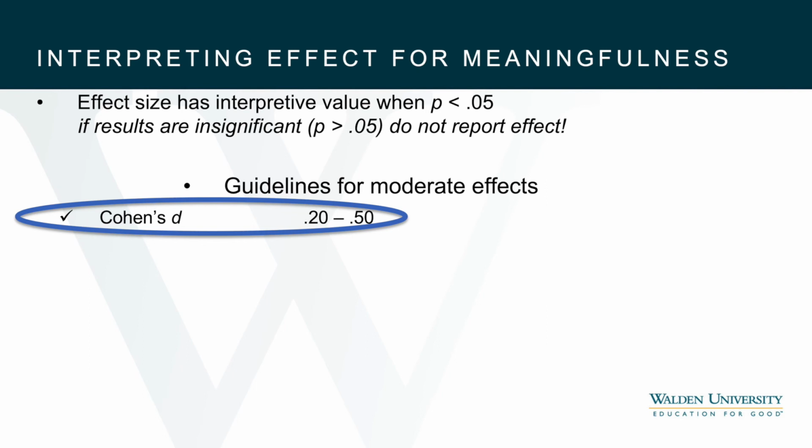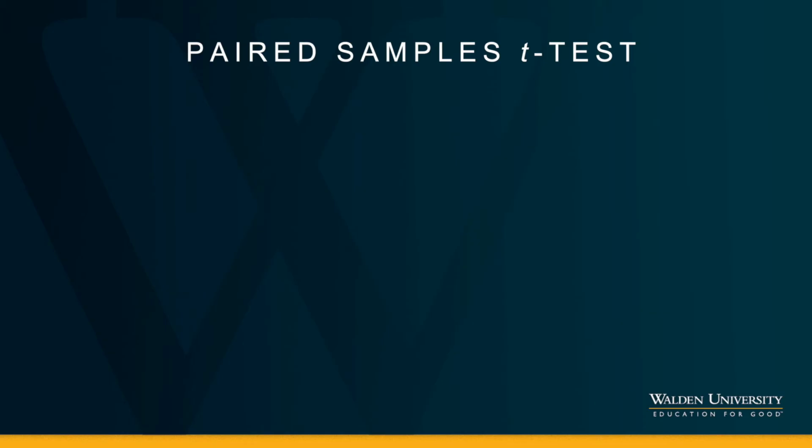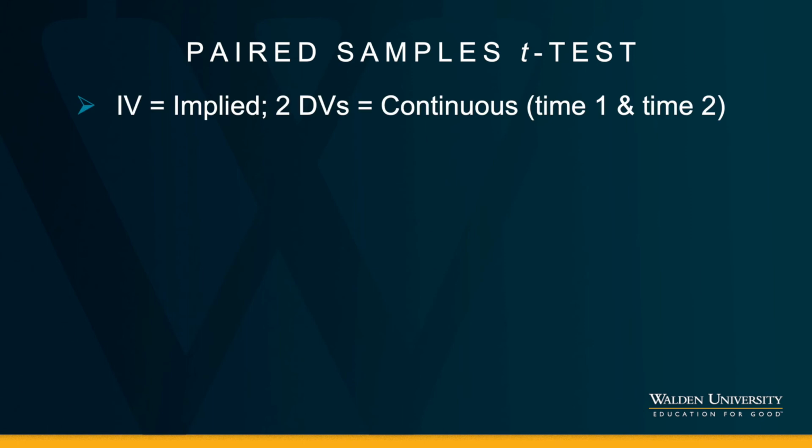We have one more t-test to comment on, and that is our paired samples t-test. If you take a closer look at this picture, you can see that these are exactly the same group of people. I'm comparing this group for 2 moments in time, which means that I'm using all of the data set. The IV is implied, but I have 2 variables that are continuous at time 1 and time 2.